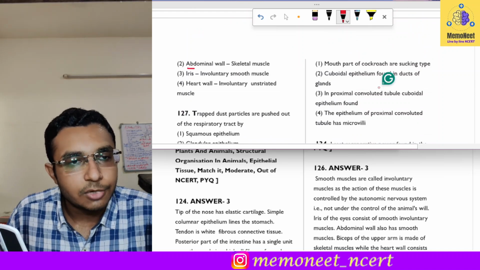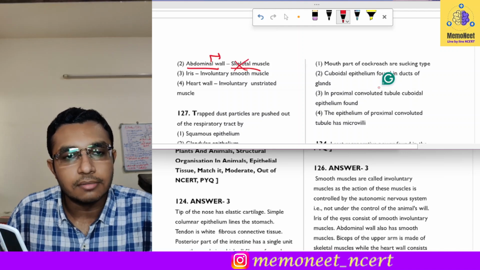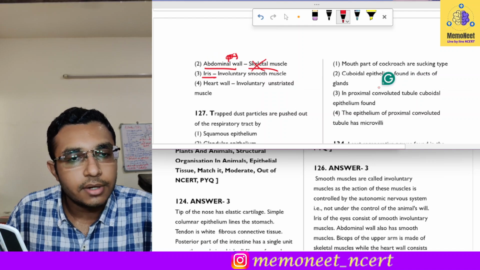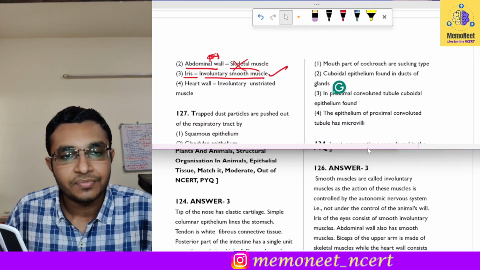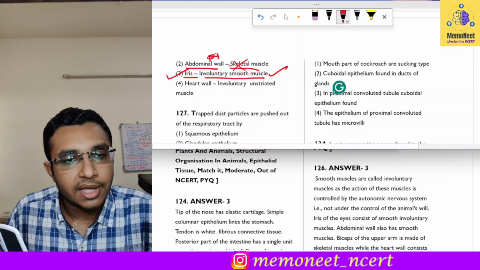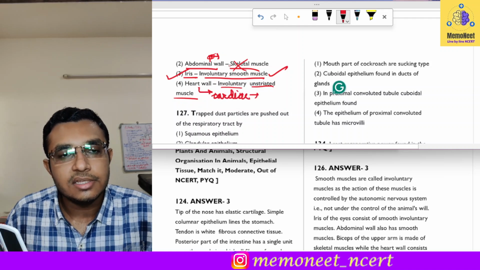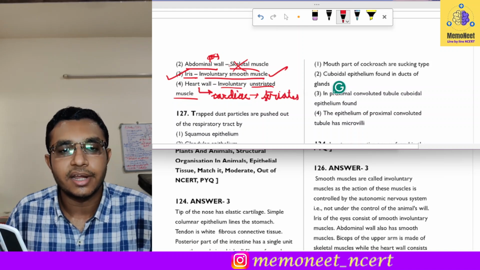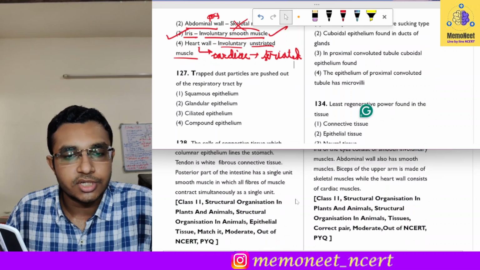The next option is the abdominal wall contains skeletal muscle. So is this correct? No, this is incorrect because the abdominal wall, like the wall of the intestine, is lined by the smooth muscles. The third is iris contains the involuntary smooth muscles. So yes, this is correct. The smooth muscle of iris moves involuntarily in response to light. So the correct matching is found in option 3. The fourth option is heart wall has involuntary unstriated muscle. Now see, the heart wall contains cardiac muscle, and these muscles are involuntary, that is correct, but these are striated muscles. These are not unstriated, therefore this fourth option is also incorrect. So the correct answer of this question is option 3. The next question is question number 127.